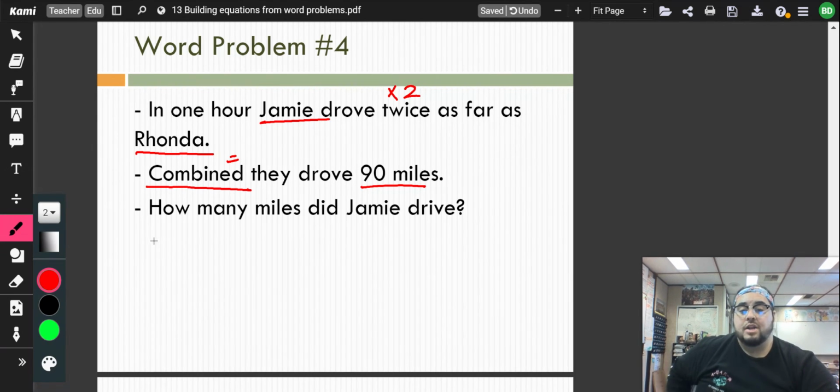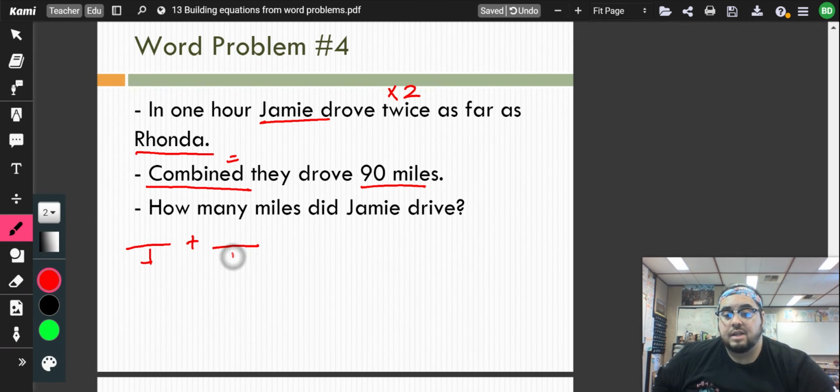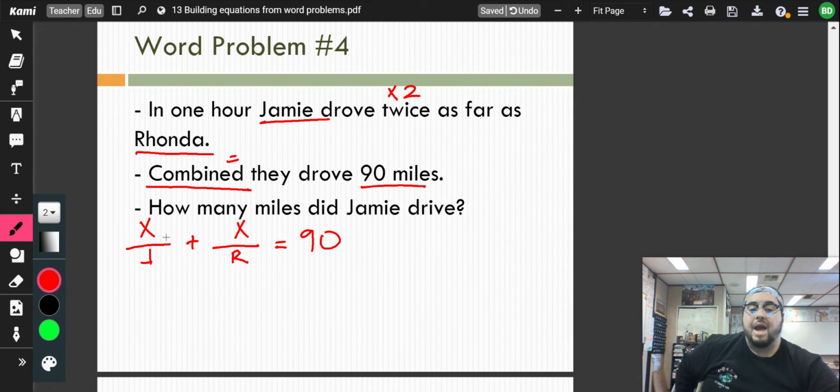So again, we can create a picture here. We have two unknown values. We have Jamie, and we're combining that with Rhonda. Combined, they drove 90 miles. So at this point, I don't know anything about them, so they're both X. And then when I go back and look at the problem, Jamie drove twice as far as Rhonda, so Jamie would be 2X. Now let's see if this makes sense. If Rhonda is the unknown and Jamie drove twice as far as that, then that's 2X. So X and 2X, twice as far, that makes sense.